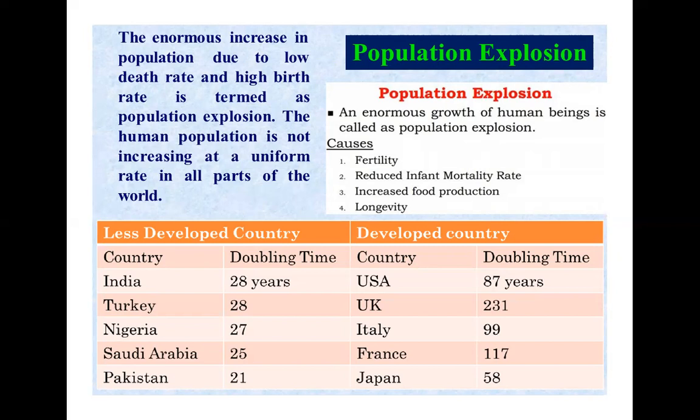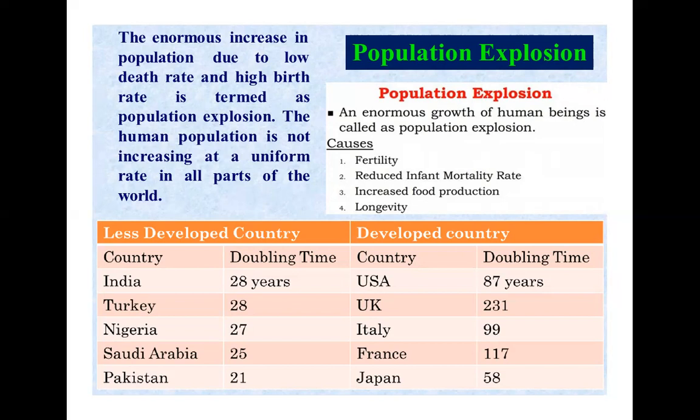Reduced infant mortality rate. If there is a continuous reduction in the infant mortality rate, the number of successful childbirths will be higher, and it directly causes population explosion. Increase in food production. If food production is increasing continuously, then there will be no problem of starvation, and as a result, no one will die from starvation, and again it causes population explosion. And the last is longevity.